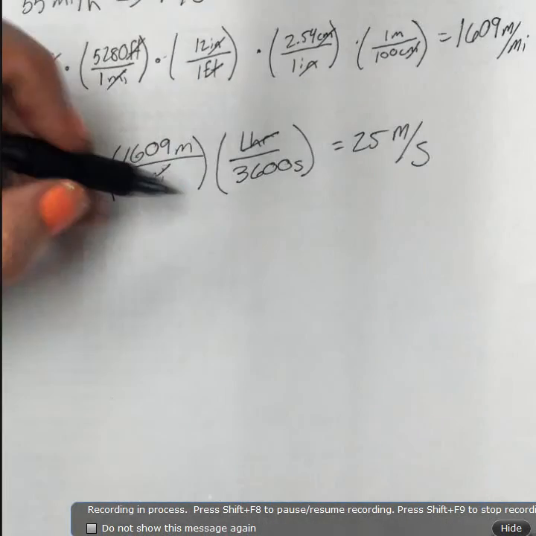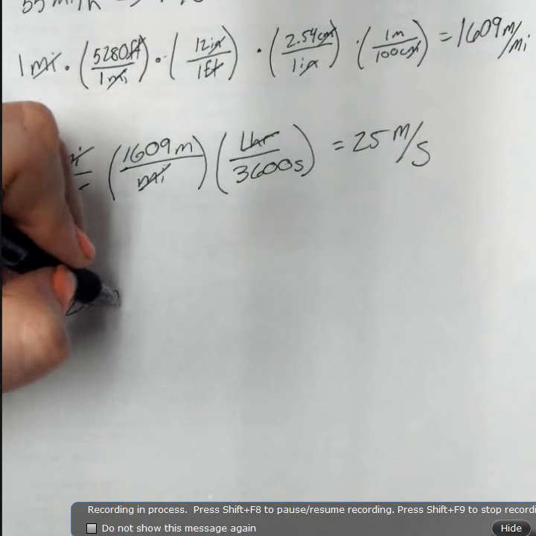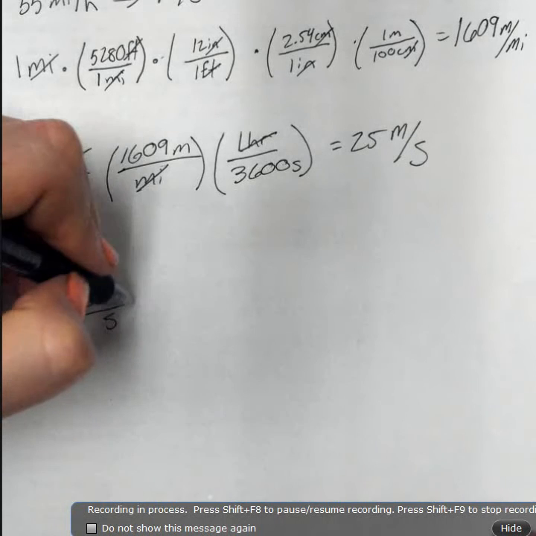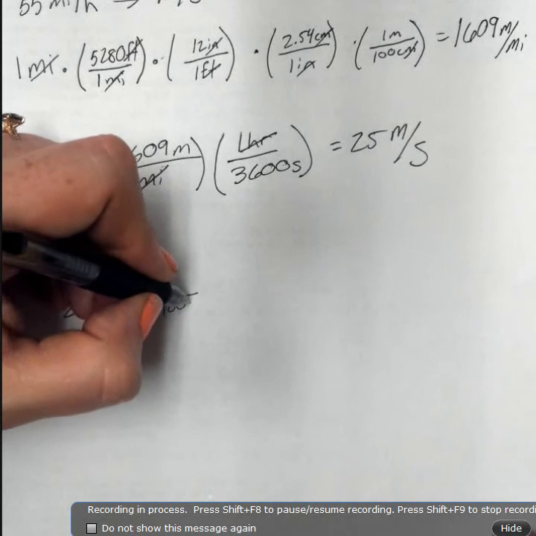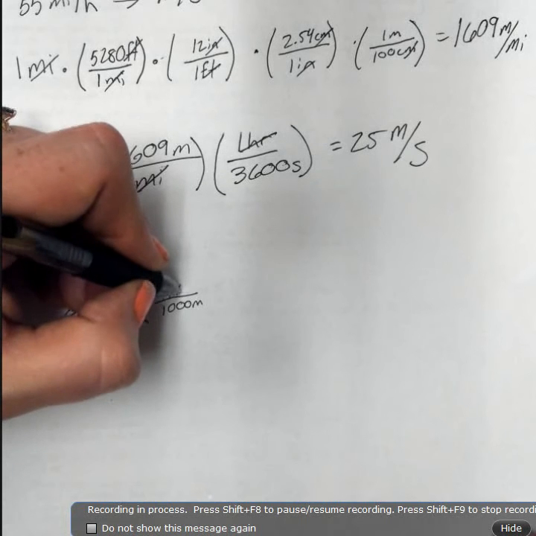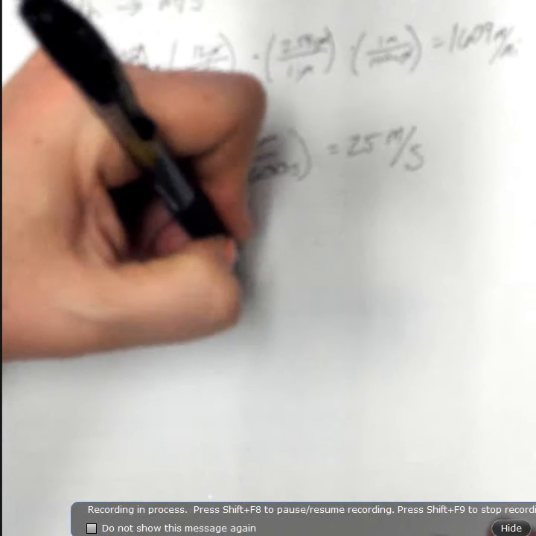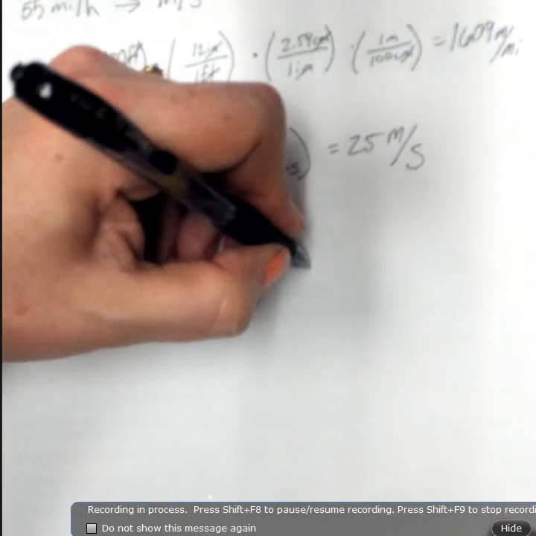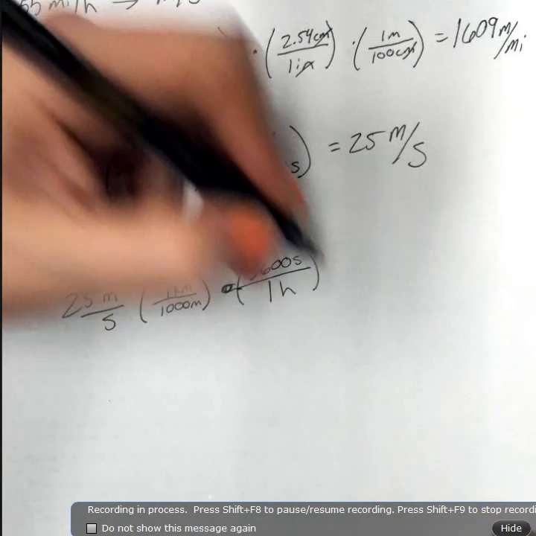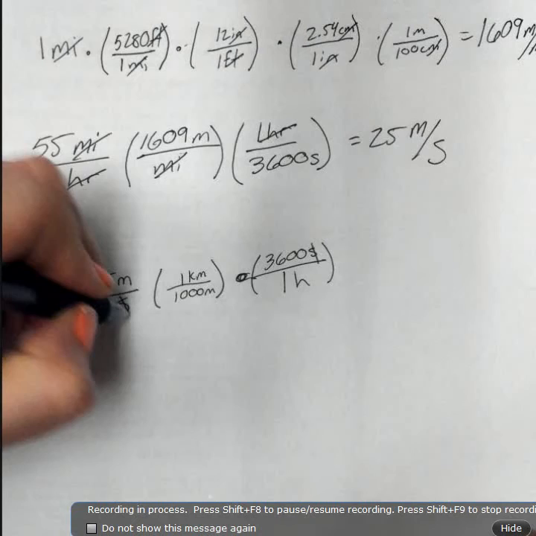So meters to kilometers, 25 meters per second. We're going to change meters to kilometers. We know that there's 1,000 meters in 1 kilometer. And we also know that there are 3,600 seconds in 1 hour. So when we do this calculation, remember, it doesn't matter in multiplication.